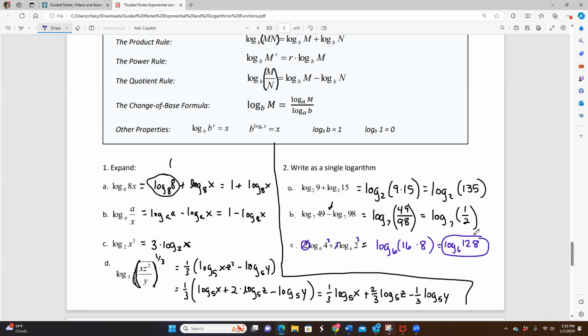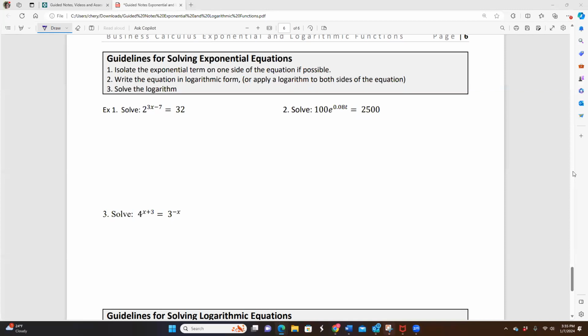And that is how we work those. Let's move on. The next part of our notes here has us solving exponential equations.